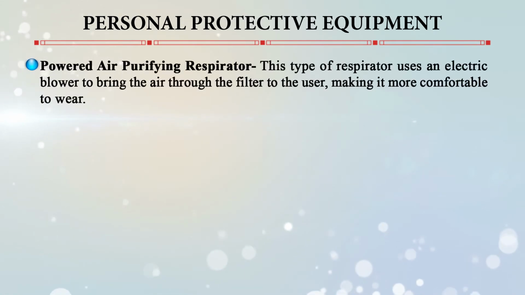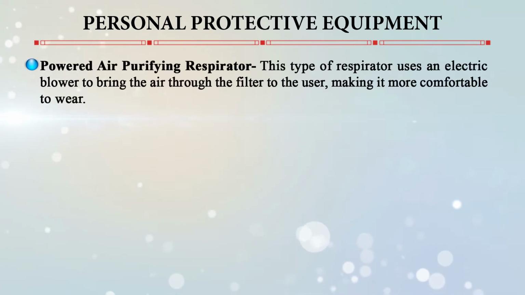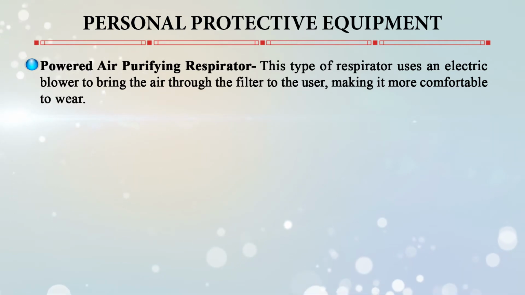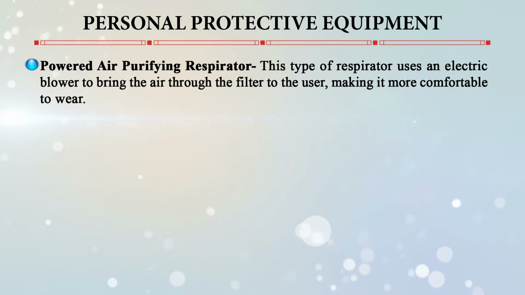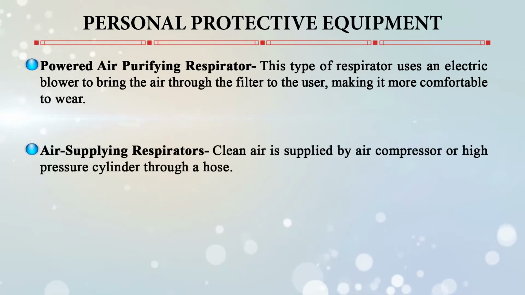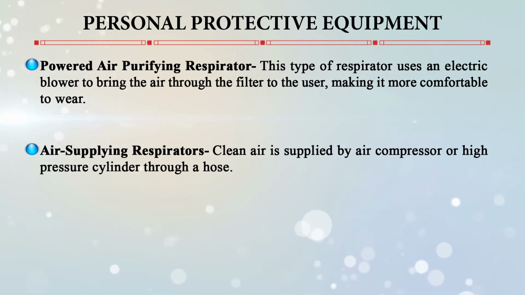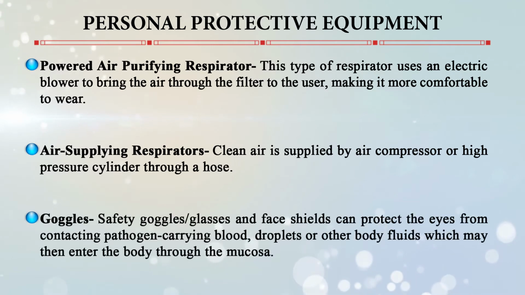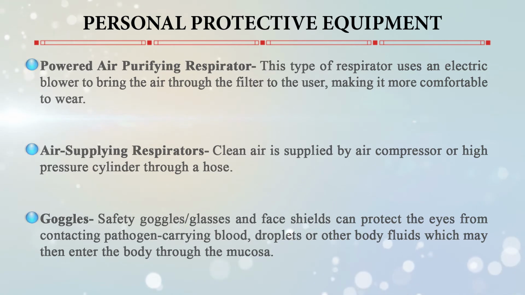Powered air purifying respirator. This type of respirator uses an electric blower to bring the air through the filter to the user, making it more comfortable to wear. Air supplying respirators. Here clean air is supplied by an air compressor or high pressure cylinder through a hose. Goggles. Safety goggles, glasses and face shields can protect the eyes from contact with pathogen carrying blood, blood droplets or other body fluid, which may then enter through the mucosa.